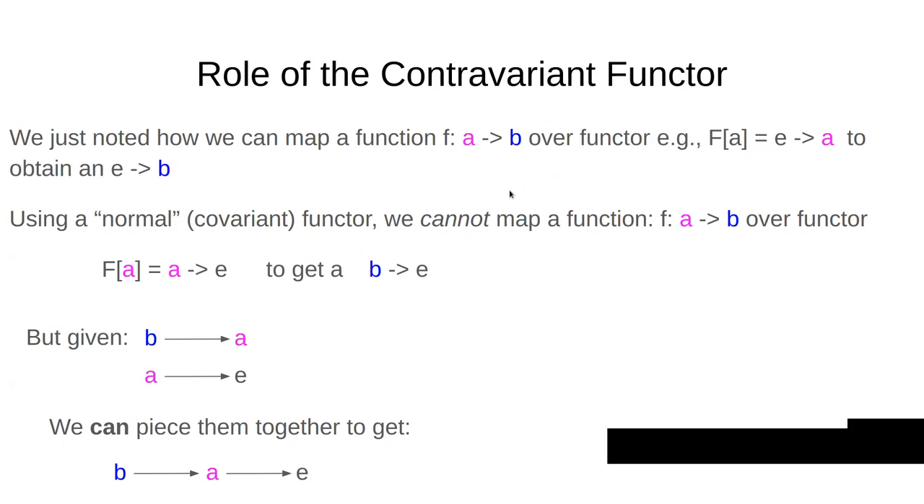That's what we need, I'm saying, because check it out. If we have something which goes from B to A and then something which goes from A to E, can you put these two together in a way that gives you something from B to E? So I have something, FA is this A to E, and I want FB, which is going to be B to E. How can I get that?